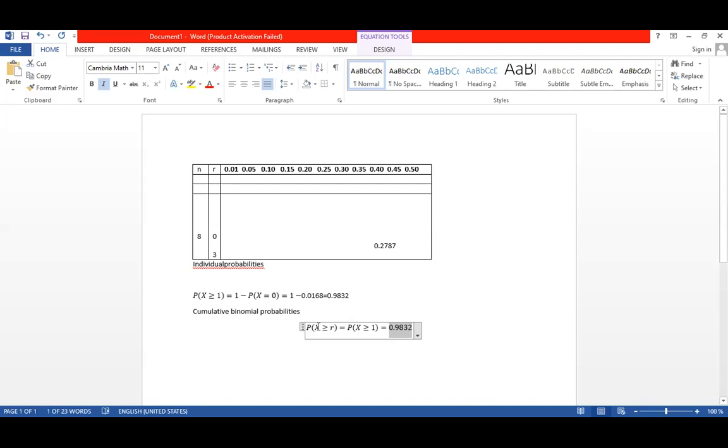This one is now summing up probabilities from the values which are greater or equal to R. Are you seeing how things are interesting? You directly write it. Okay, let me go back.